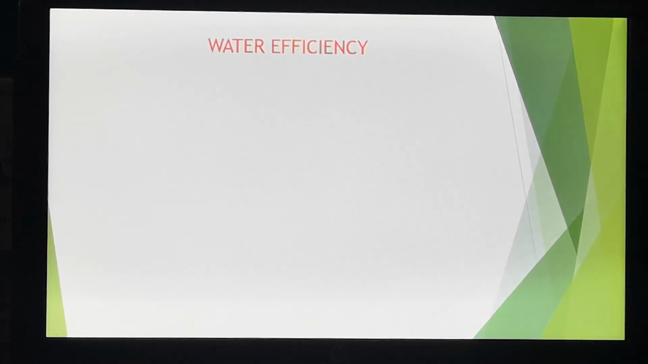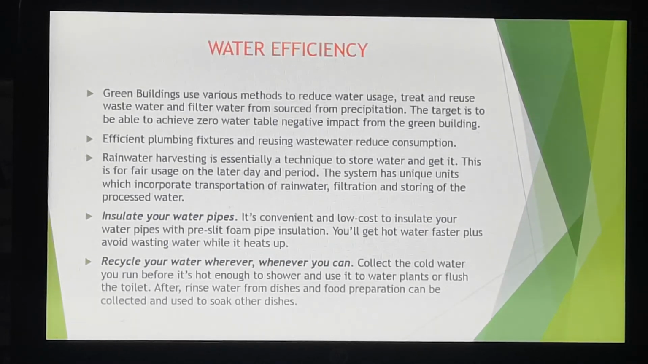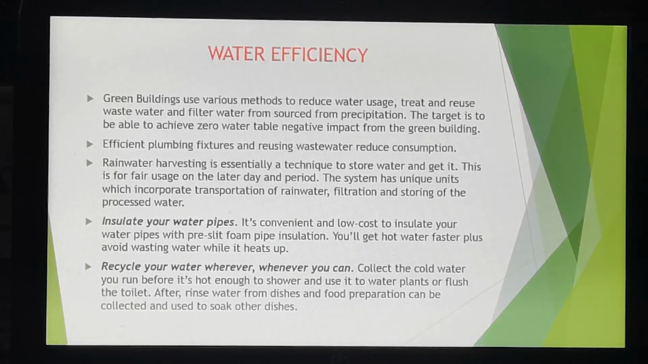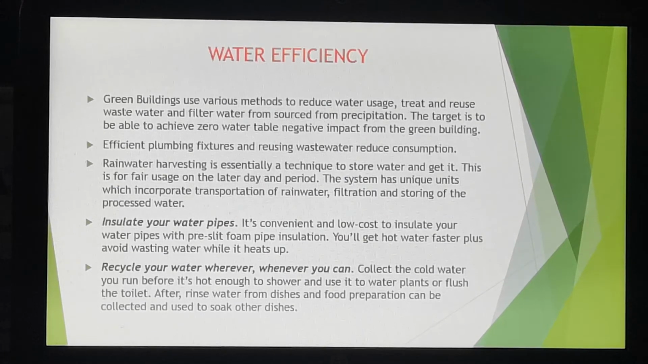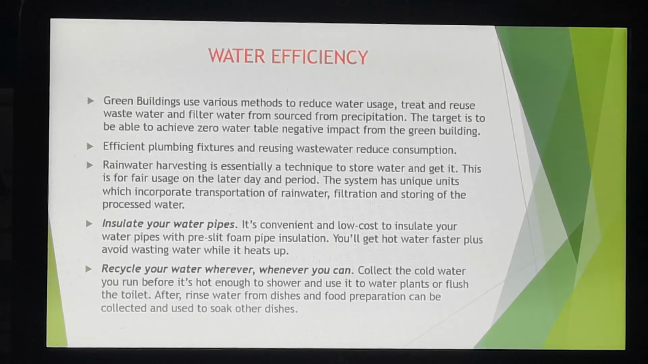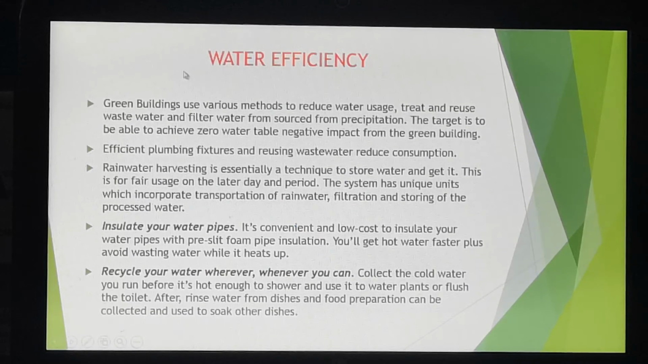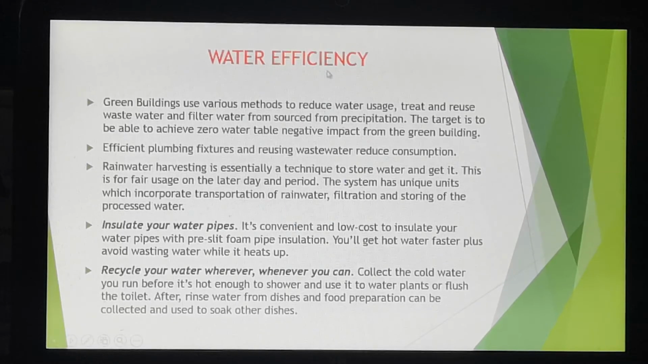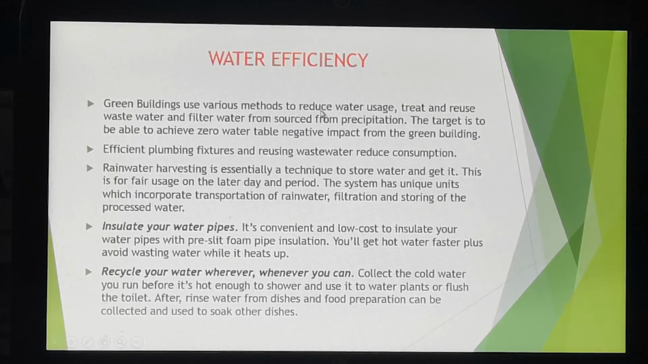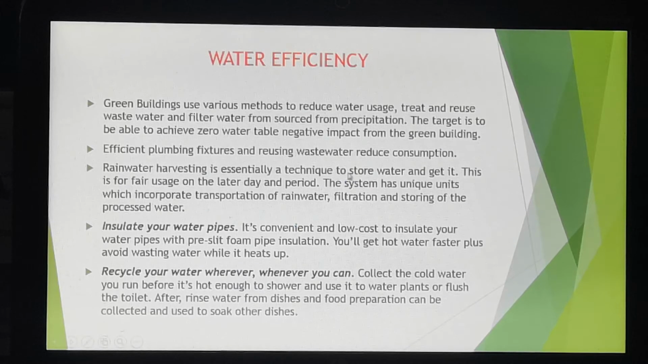Okay, we go to water efficiency. For water efficiency, green buildings use various methods to reduce water usage. Treat and reuse wastewater and filter water from precipitation. So the target is to achieve zero negative impact on the water table from the building. So water efficiency is very crucial for green building. Because our aim is to reduce the water usage, so we have to find a way to reduce the water usage, right?